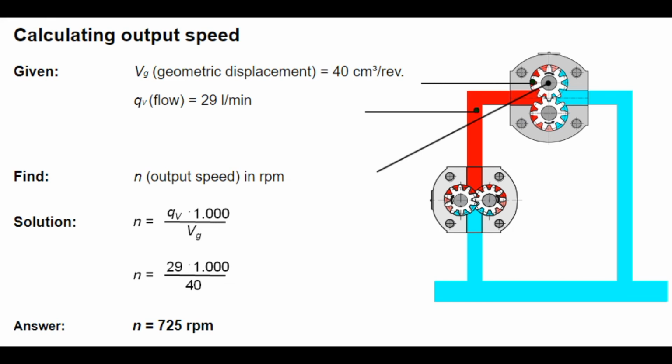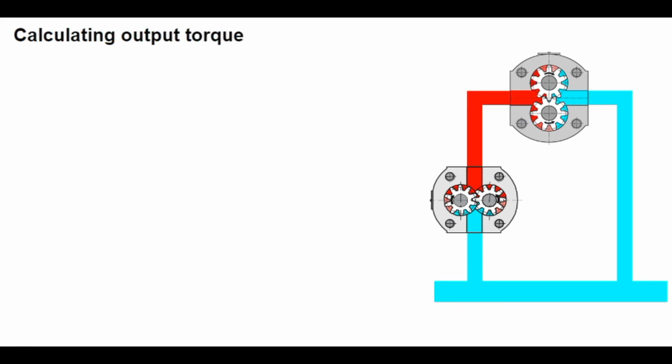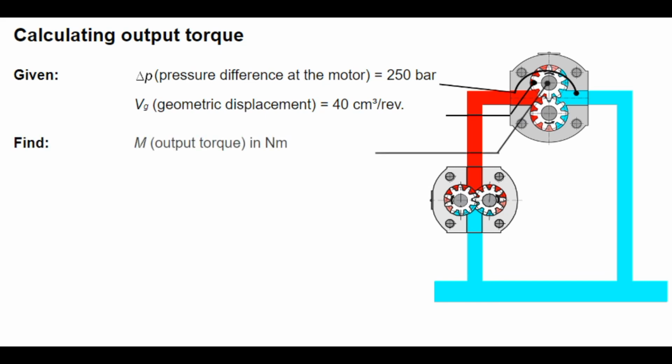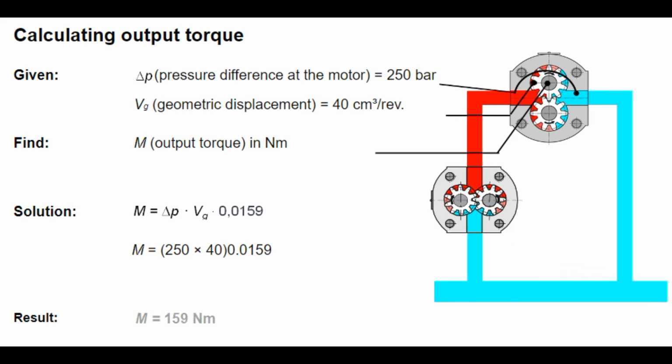After the output speed of the gear motor is calculated, the output torque should be determined. The pressure difference between the working ports is 250 bar. The displacement is 40 cubic centimeters per revolution. We want to find the output torque M in Newton meters. We put the numbers in the numerical equation and get the result. The theoretical output torque is 159 Newton meters. The actual output torque will be lower since the mechanical hydraulic efficiency of the motor has not yet been included.